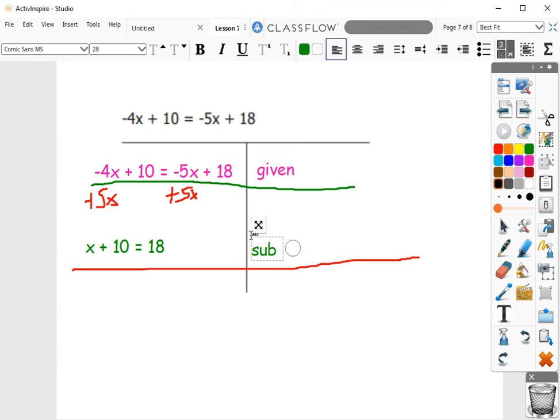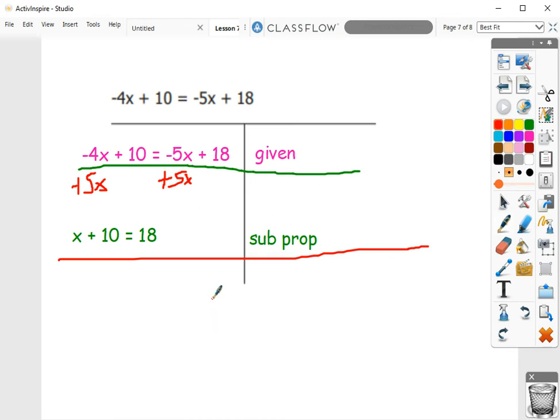Next, I'm going to have to subtract again, because I'm going to have to subtract the 10 from the left side and the 10 from the right side to get the x by itself. When I minus 10 here and minus 10 over here, I find out that x equals 8. And you know that this was the subtraction property.